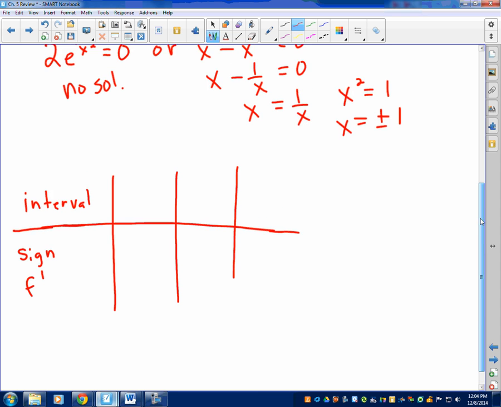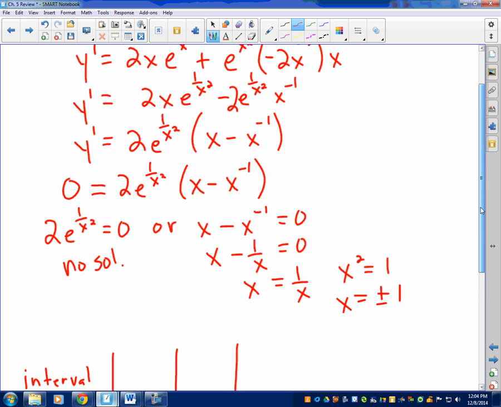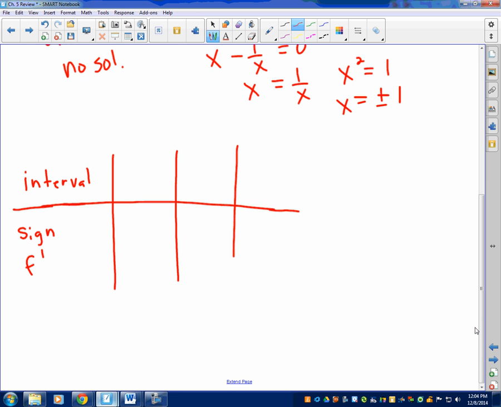Is there anything else in my domain I need to consider up here? Looks like just x cannot equal 0. Am I missing anything else? We could graph it to see. I don't think so, though. So we're going to go from negative infinity up to -1, and then -1 to 0, and then 0 to 1, and one more, 1 to infinity. So those are my intervals. I'm going to check the sign of f prime there.